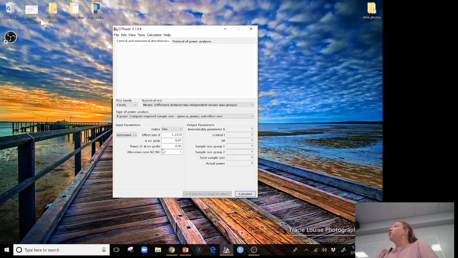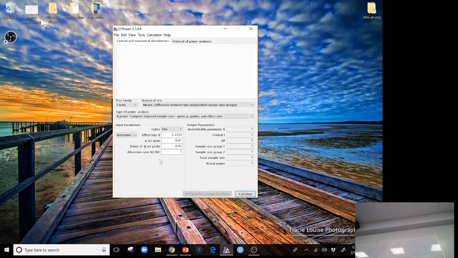Actually, yes. You know what? It defaults to power of 0.95. But what are we almost always going to want? Power of 0.80. That's another one of the defaults that I don't understand on this program. And the last thing is allocation ratio.